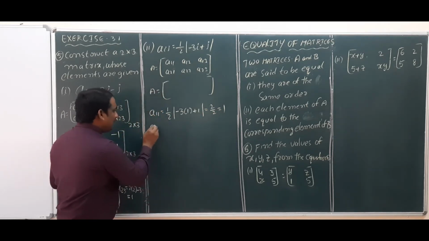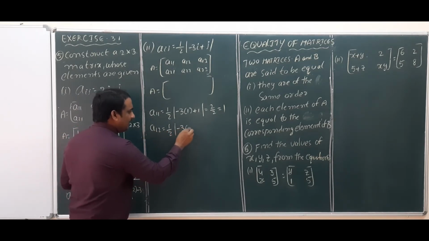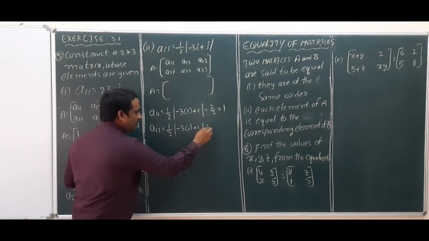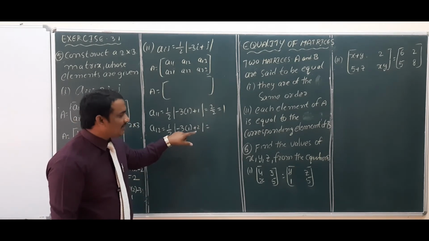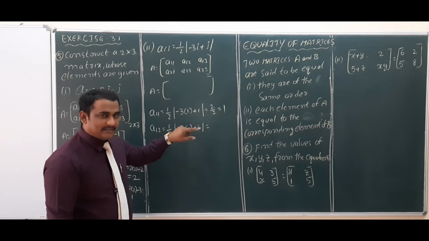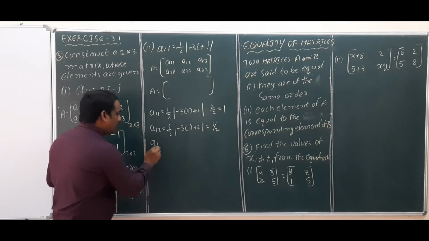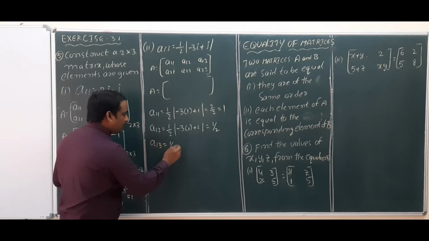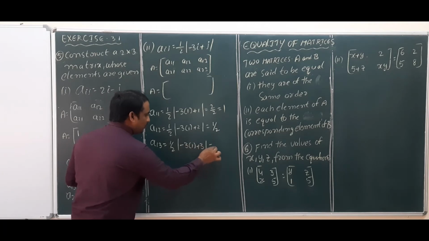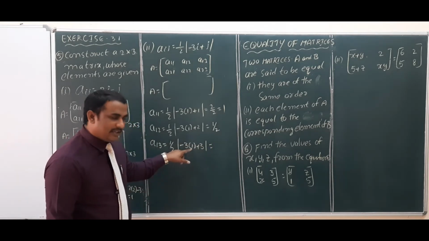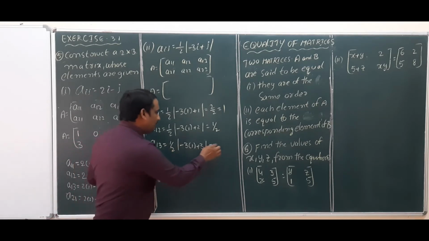Same thing, A of 1 2 is 1 by 2 modulus of minus 3 into 1 plus 2, equal to minus 3 plus 2, minus 1. Modulus of minus 1 means plus 1, so plus 1 by 2. Next, A of 1 3 equal to 1 by 2 modulus of minus 3 into 1 plus 3, equal to minus 3 plus 3, which is 0. 0 by anything, value is 0.